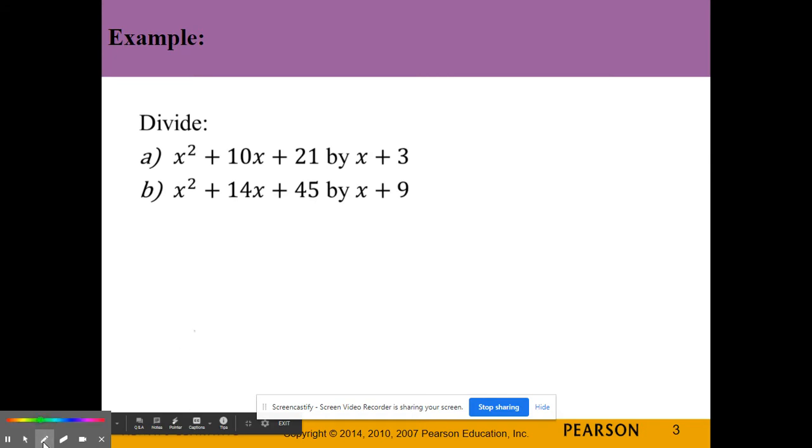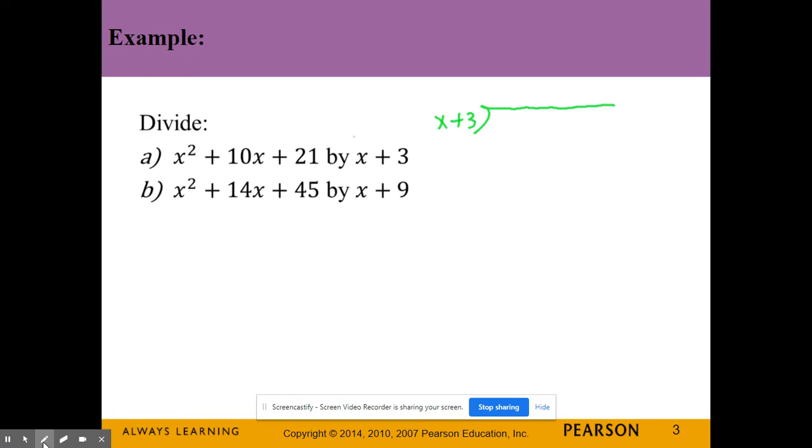So the first thing we're going to do is do some long division. When you set up the long division, the divisor is on the outside, and what you're dividing goes on the inside. So you just look at the first term of the divisor and the first term of the dividend. What is x squared divided by x? You end up with x. So then that's going to go up here, and then you multiply. X times x is x squared. X times 3 is 3x.